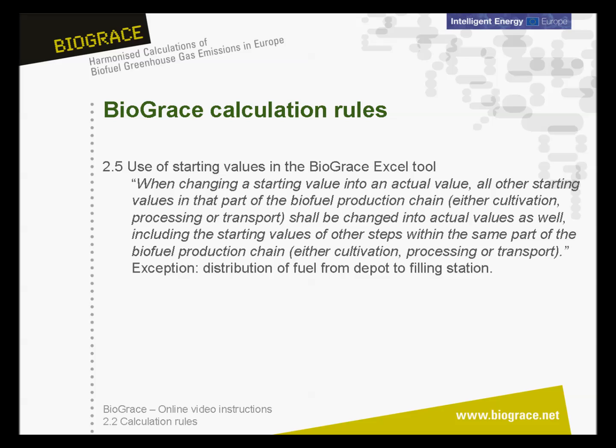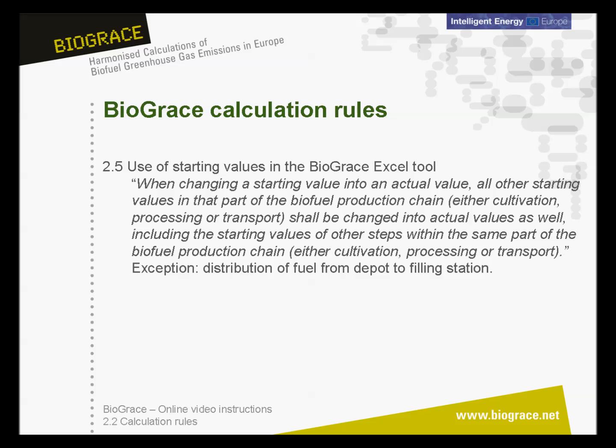Rule number 2.5 states that when you start to make an actual calculation for either cultivation, processing or transport, you should use actual data for all numbers as part of the cultivation, processing or transport steps in the biofuel production pathway. An exception is made for distribution of the fuel from depot to filling station.